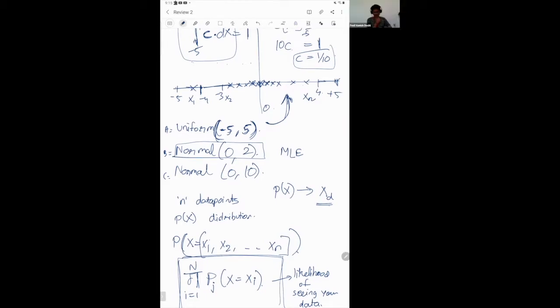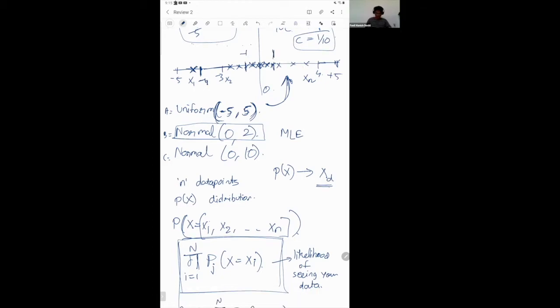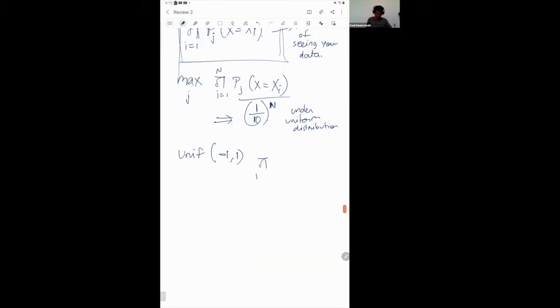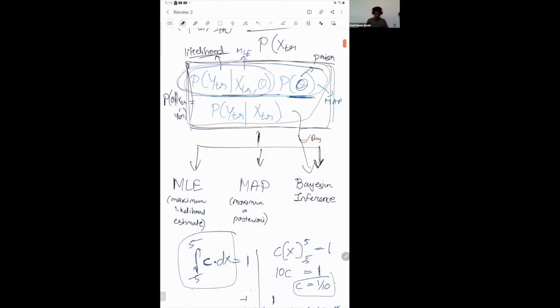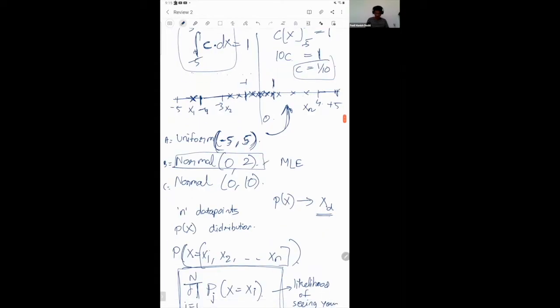Yeah, correct. Since there are data points that lie outside the range of -1 to 1, while doing this, the product over i equals 1 to n of p of x equals xi, whenever x is something like -4, anything not lying within -1 to 1, it would be 0, and the entire likelihood would be 0. Similarly, you can calculate the likelihood for your normal distribution as well. And here this is the mean and this is the variance.